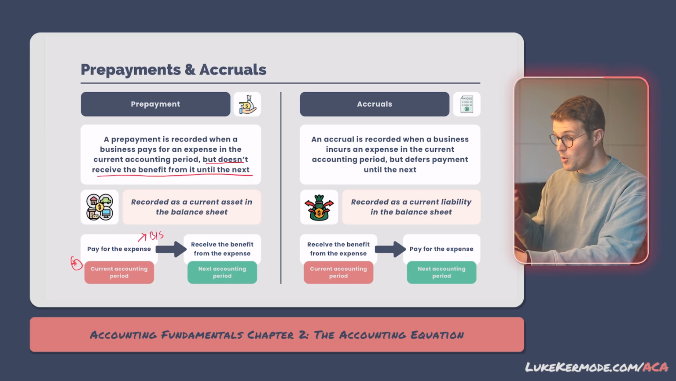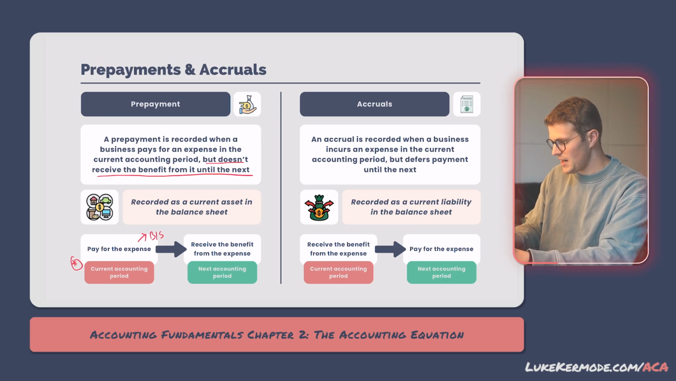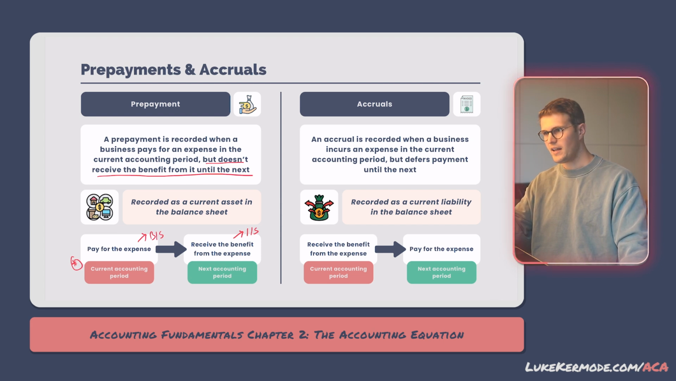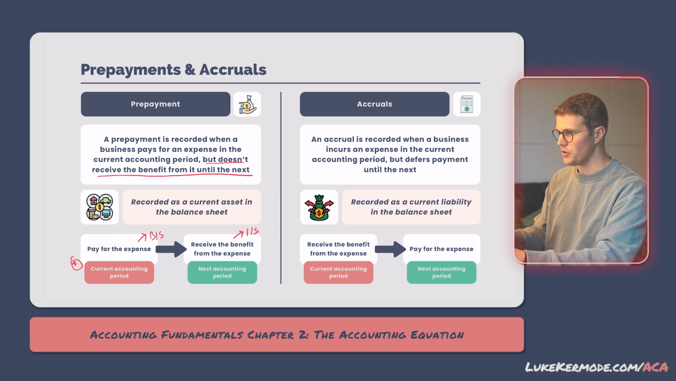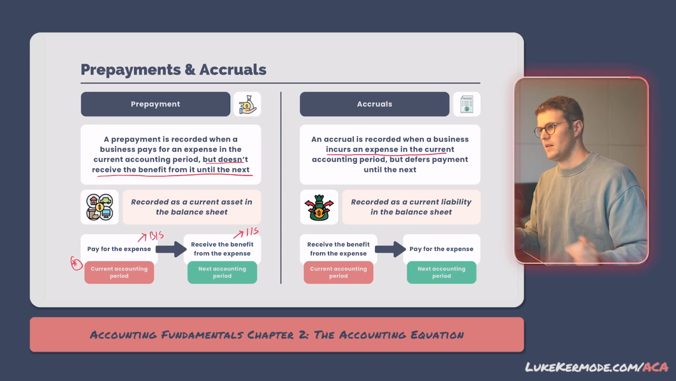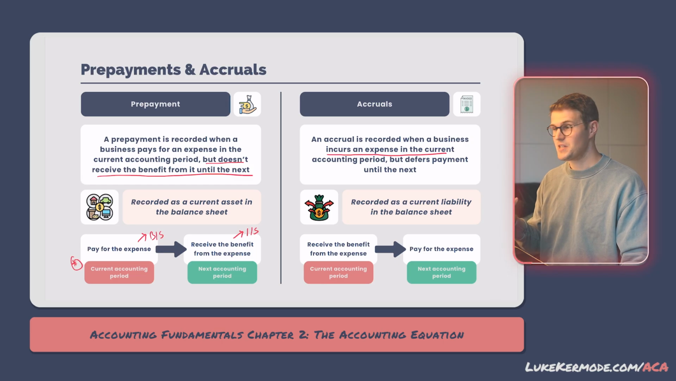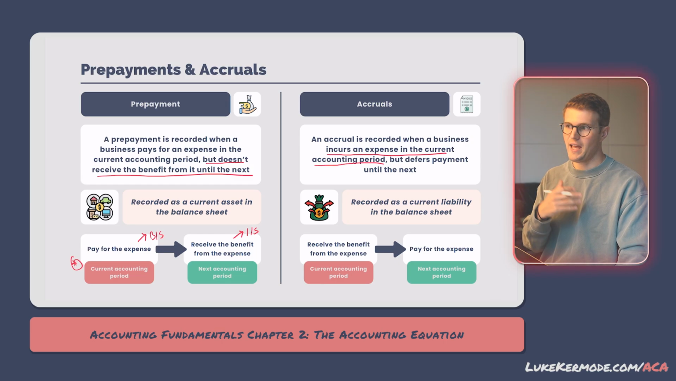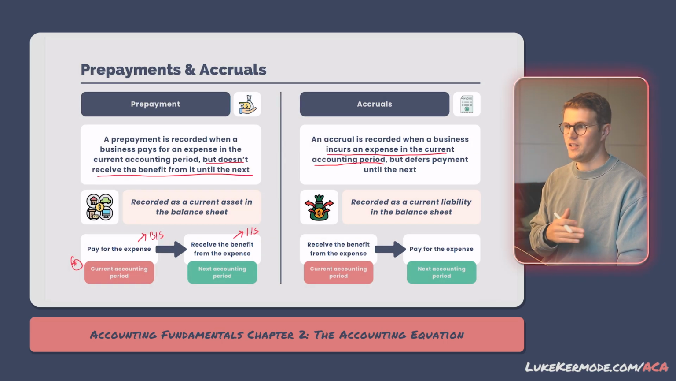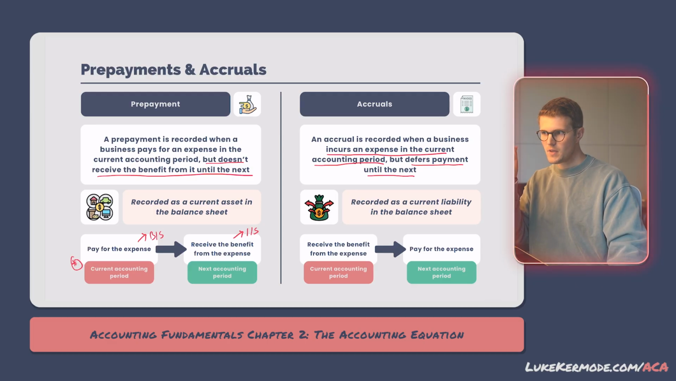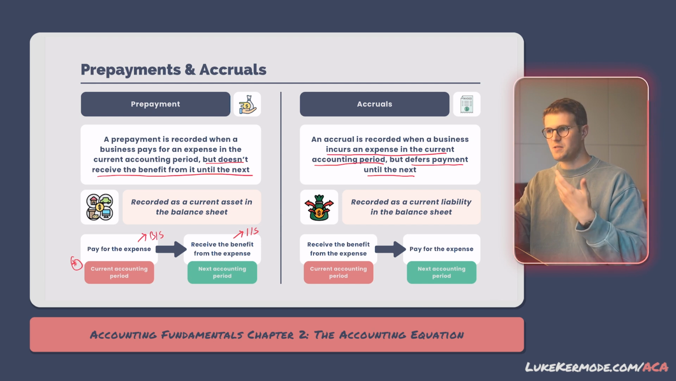The prepayment will be moved from the balance sheet to the income statement in the next year when the expense is actually incurred. On the other hand, accruals, or accrued expenses, are costs that a business has already incurred in the current accounting period, and has received the benefits from, but for which it has not yet paid, and will pay in the next accounting period. An accrual is the opposite of a prepayment. It's when the business has received some form of benefit but is yet to pay for it.